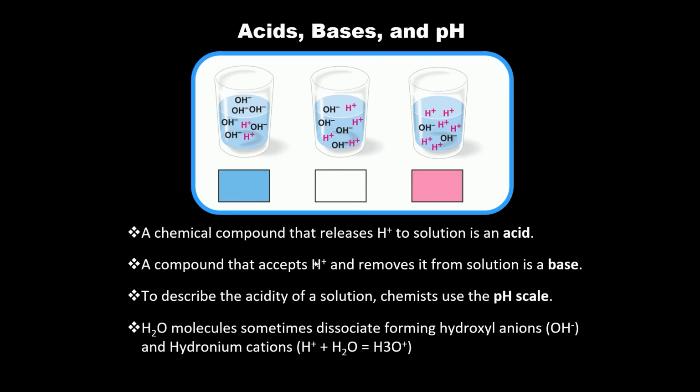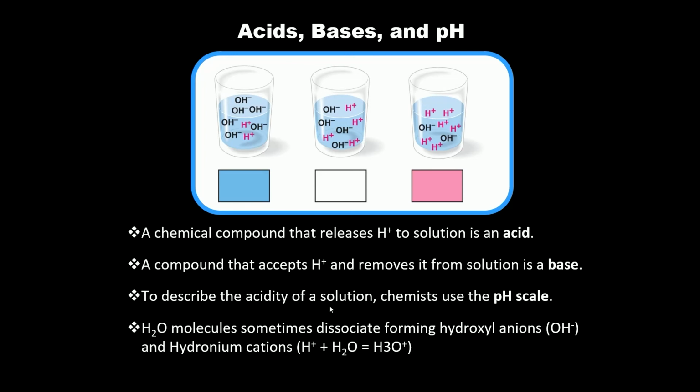A compound that accepts hydrogen ions, protons, and removes them from solution is a base. So earlier when we looked at sodium hydroxide, the extra hydroxide ions would interact with the hydrogen protons and form water. They would neutralize each other. So sodium hydroxide was acting as a base because it could remove those protons from solution.